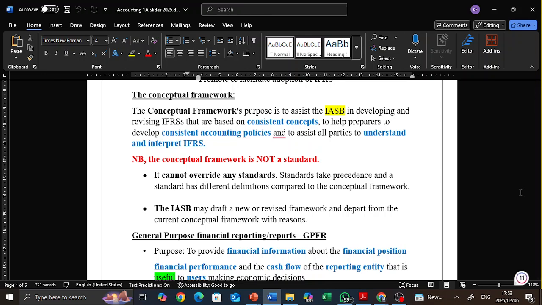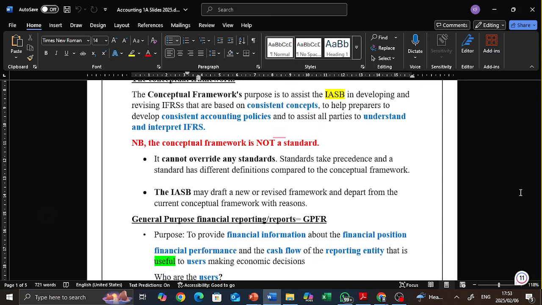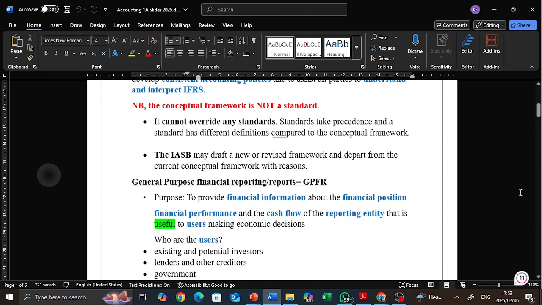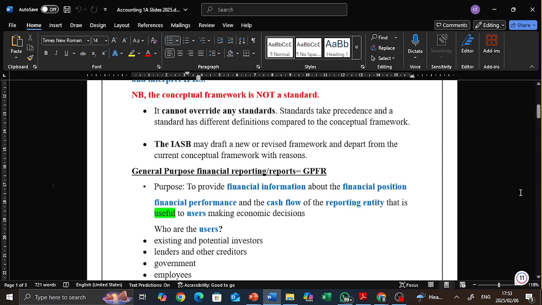All right? But as important as the conceptual framework is, we came to the conclusion that it is not a standard, as you can see on the slides. Standards come first. We will learn about standards, but what you should know is as much as the IASB, which is the board, needs the conceptual framework to create IFRS, standards come before the conceptual framework. Point blank, period. Okay? Does that make sense? I'm carrying on. We've done this before.